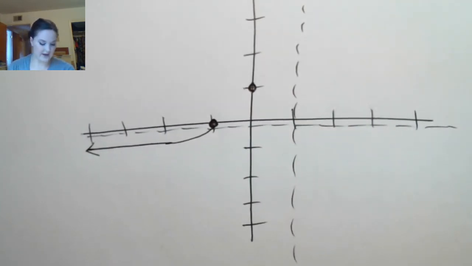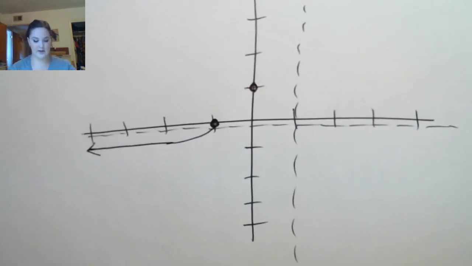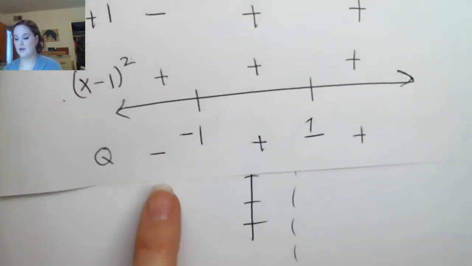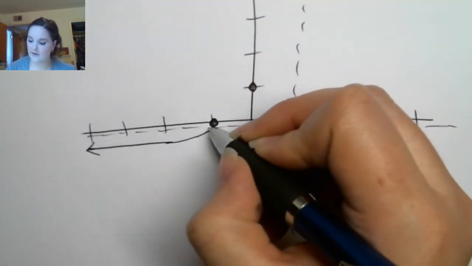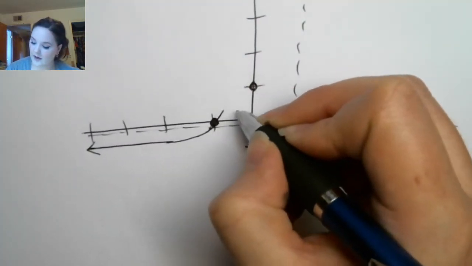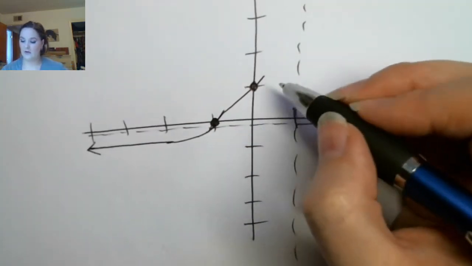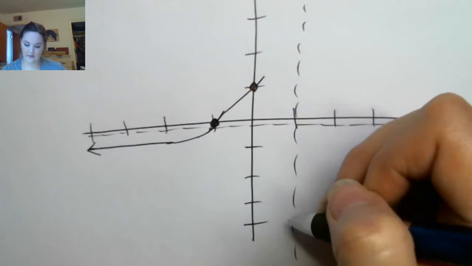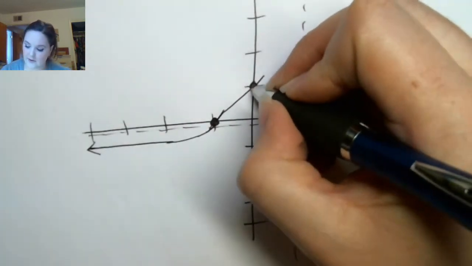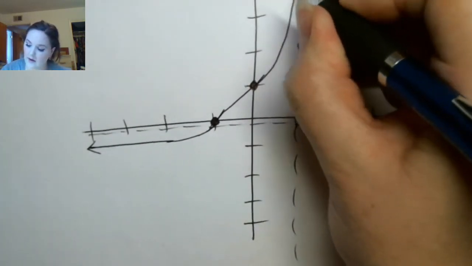Okay, and then at -1, you can see on the sign chart that it changes from negative to positive. So we're going to change from negative to positive, and we're going to get this point in our graph. Now here I either have to go up or down, and because our graph is positive in this section, it's going to go up.